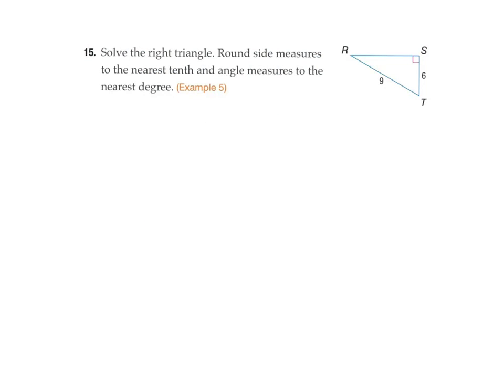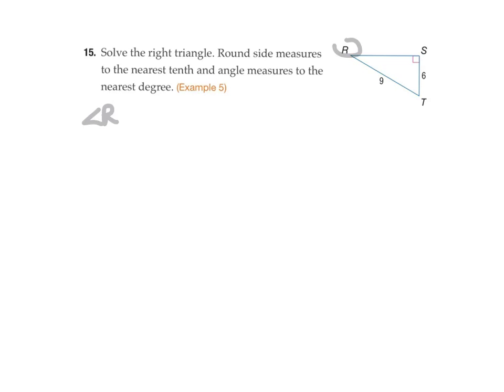All right, number 15, solving right triangle, round your side measures to the nearest tenth, angle measures to the nearest degree. We're going to do angle measures to start off with, and it doesn't matter which one you pick, R or T. One's going to be a sine question, one's going to be a cosine question. It's up to you, but I'm just going to pick angle R. So I'm going to start with angle R.